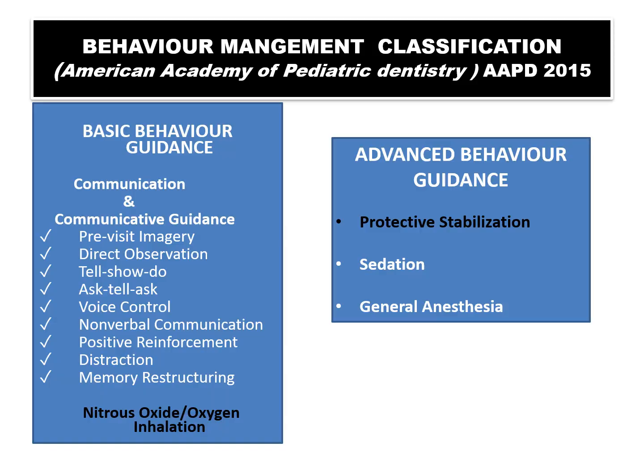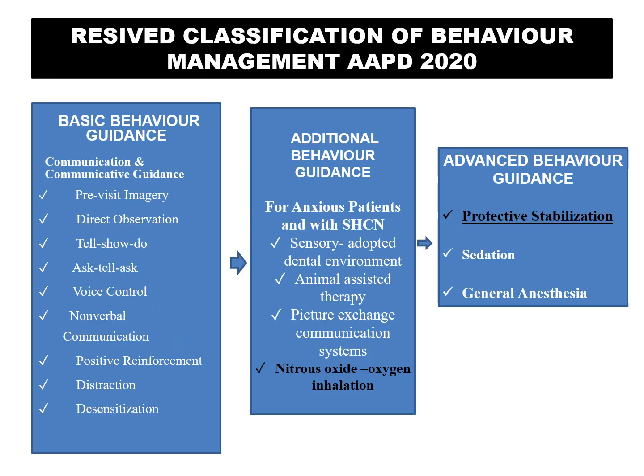This is the classification according to the AAPD 2015. They have divided it into basic behavior guidance and advanced behavior guidance. Basic behavior guidance is communication and communicative guidance, which includes pre-visit imagery, direct observation, tell-show-do, ask-tell-ask, voice control, distraction, memory restructuring, and so on. They have also included nitrous oxide oxygen inhalation in the basic behavior guidance techniques. Advanced behavior guidance techniques include protective stabilization, like papoose board, headrest, and restraints. Sedation with different drugs like midazolam, ketamine, dexmedetomidine, fentanyl, and general anesthesia.